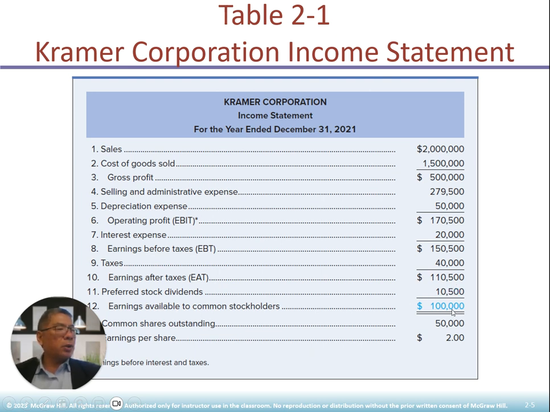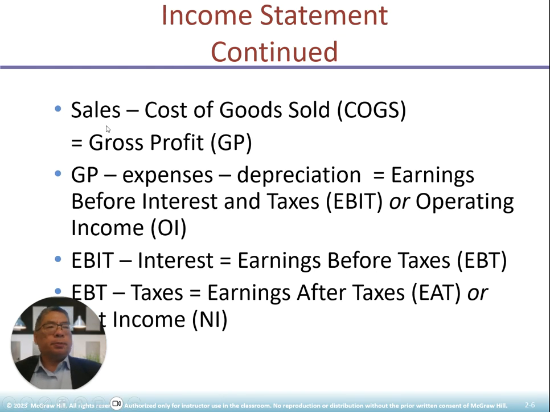10,500 preferred dividends, leaving earnings available to common shareholders of 100,000. The common shares outstanding are 50,000, so the earnings per share will be $2. Excuse me. So what is the income statement?